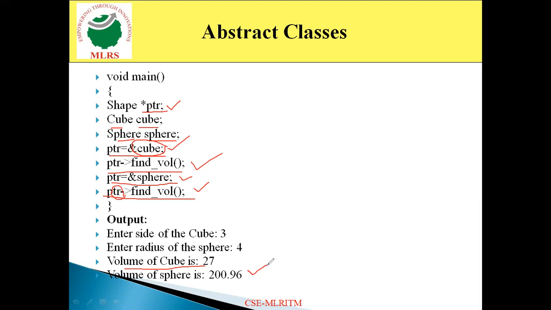So likewise, the values of the cube and the sphere are printed on the output screen by means of the abstract class and virtual function. This is the way we work with abstract classes and virtual functions.